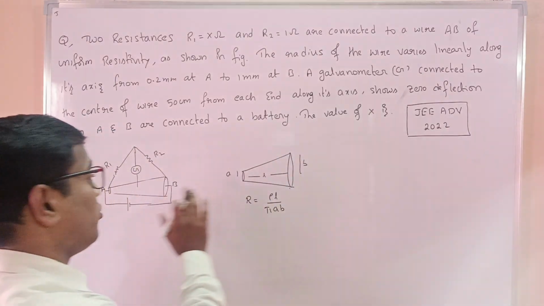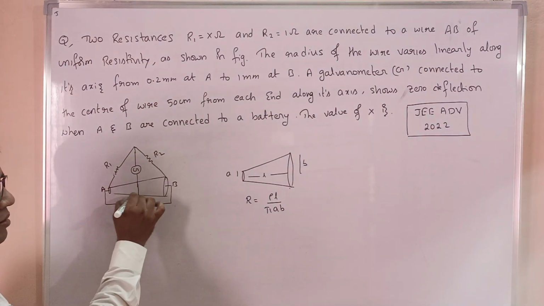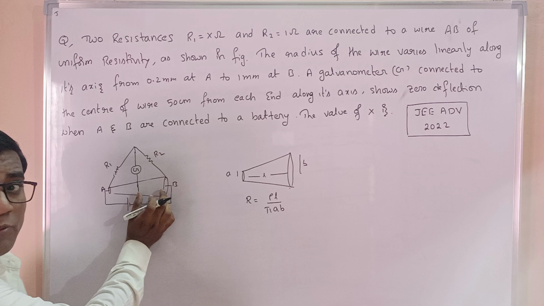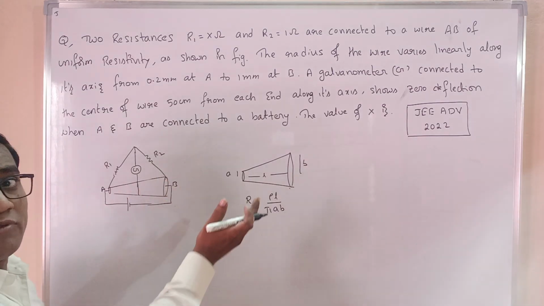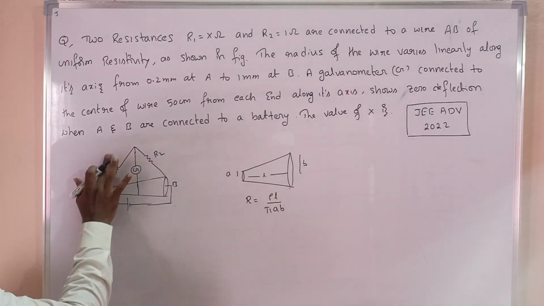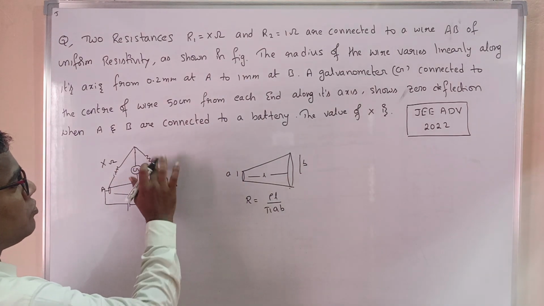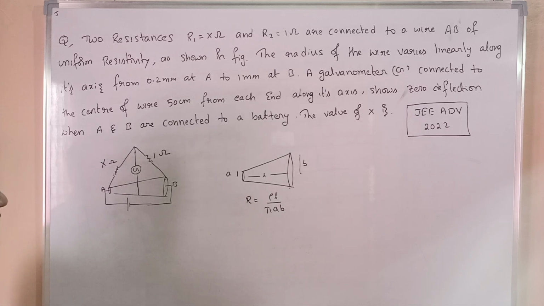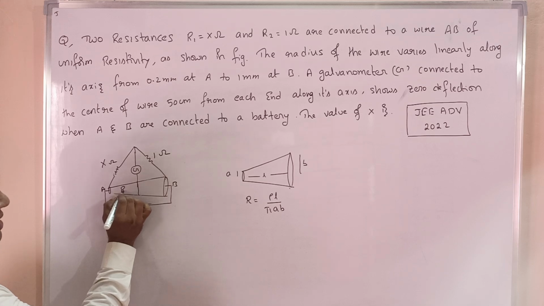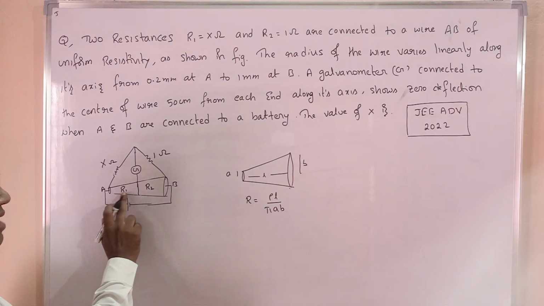I am going to apply the same formula here. I divide this wire into two parts and apply the same formula to each part. Let's see this question. R1 is X ohm and R2 is 1 ohm. Now I have to calculate the resistance offered by each half, which I will write as R1 and R2.